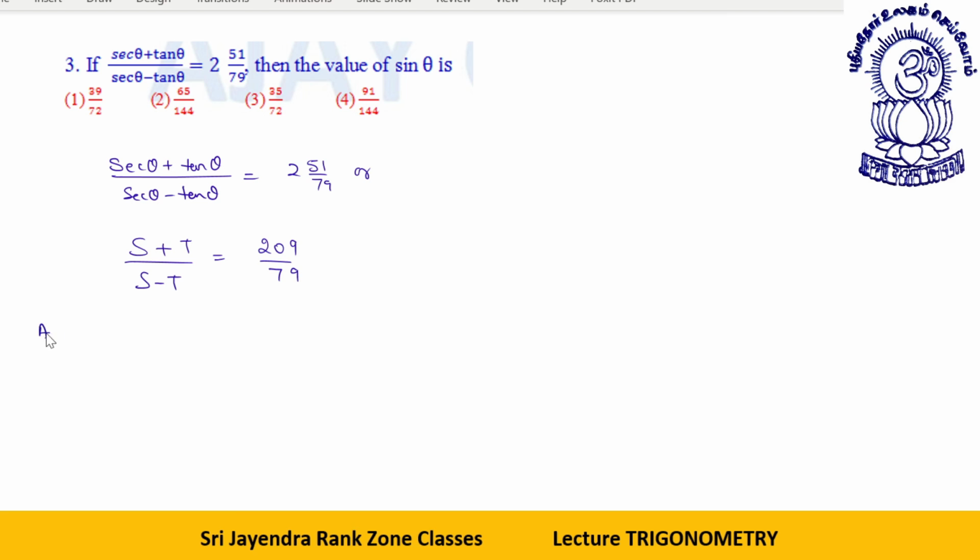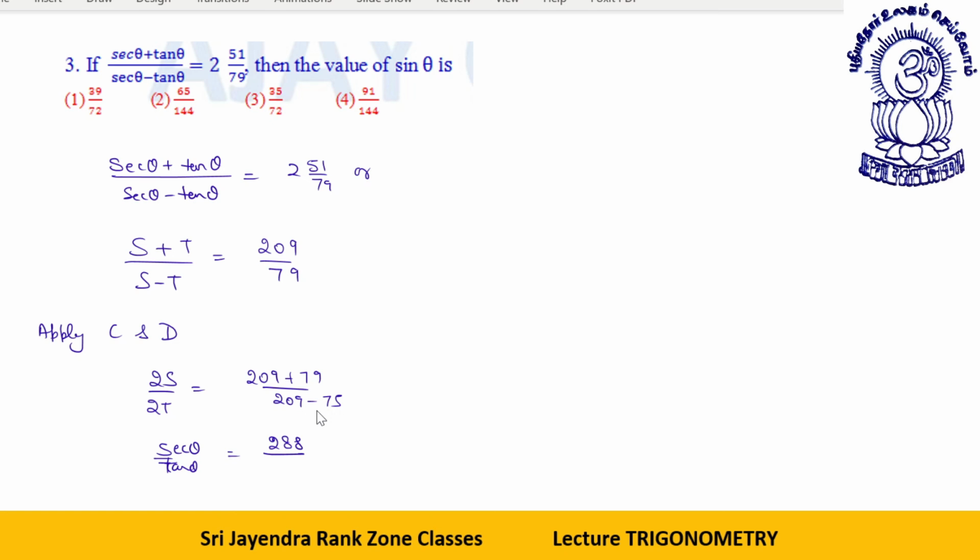What I do, I'll apply componendo and dividendo. Componendo dividendo. Already this is of the form a plus b upon a minus b, this will become 2 sec upon 2 tan is equal to 209 plus 79 upon 209 minus 79, so sec by tan. Sec theta by tan theta will be what? 209 plus 79 will be 288.